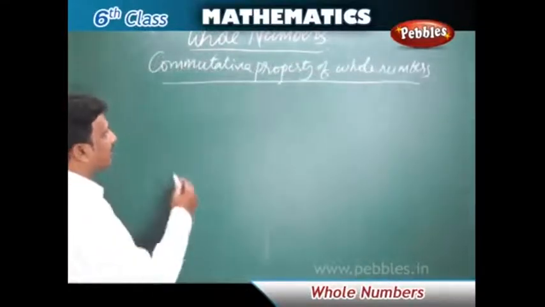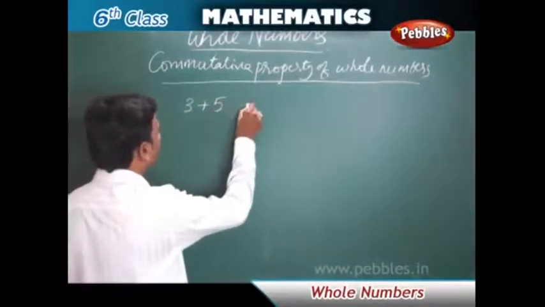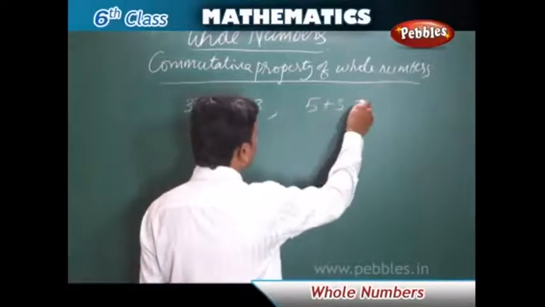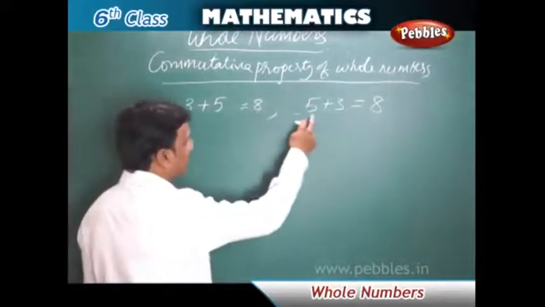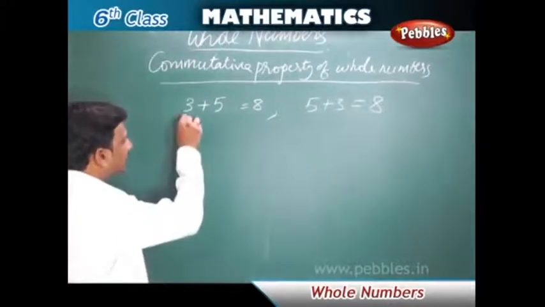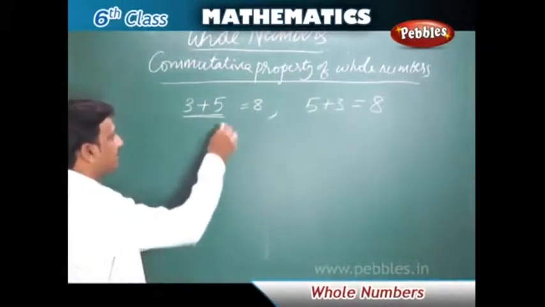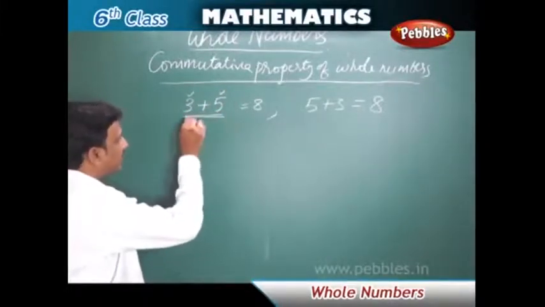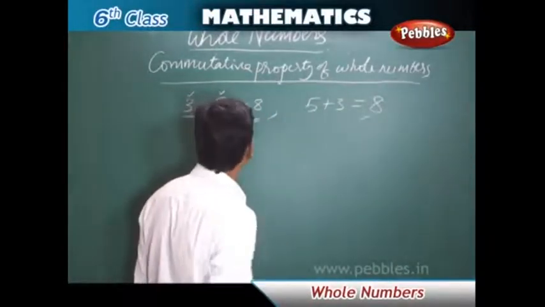Now let us look at the commutative property of whole numbers. Say for example, 3 plus 5 equal to 8. In the same way, 5 plus 3 equal to 8. So here we have 2 examples: 3 plus 5 equal to 8 and 5 plus 3 equal to 8. So what is the difference? Here the order of this whole number pair is changed. The rest is the same because the numbers are the same but the order is changed. Here 3 plus 5, here 5 plus 3. But the result is the same.